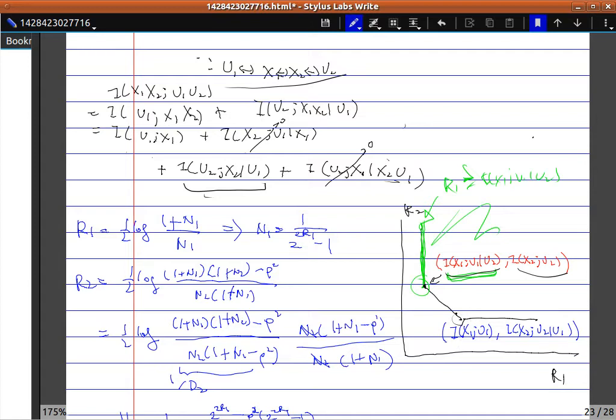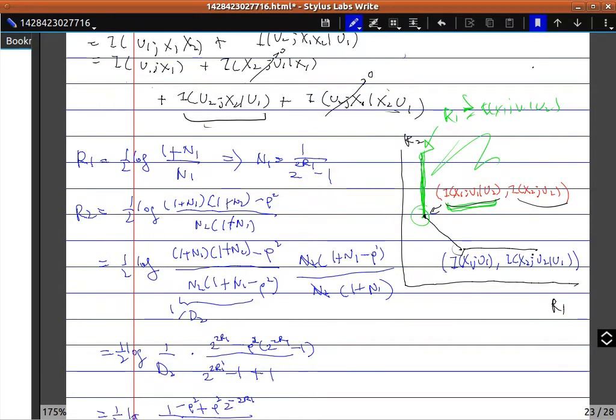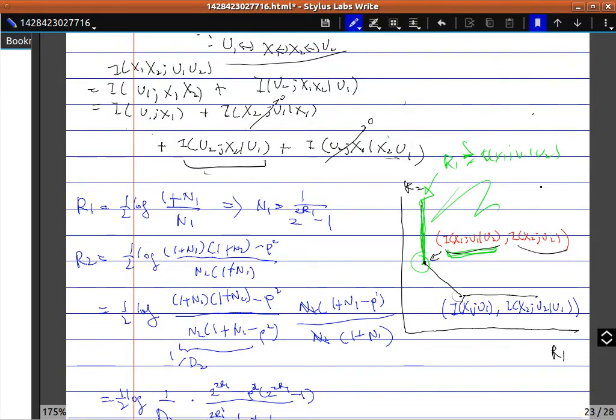By symmetry, of course, we will have these two formulas. If you expand with the other, instead of writing u1, x1, x2, you have u2, x1, x2 plus I u1, x1, x2 given u2, then you will have the other form here. So anyway, in any case, what we have here is the two corner points. We know what the two corner points are here.